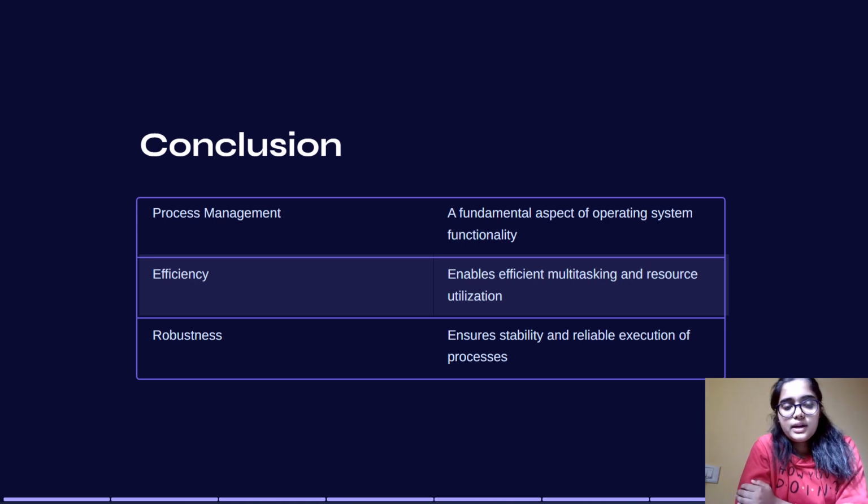So here we are at the conclusion. Process management is a fundamental aspect of operating system functionality. Efficiency determines efficient multitasking and resource utilization. Robustness ensures the stability and reliable execution of the processes.